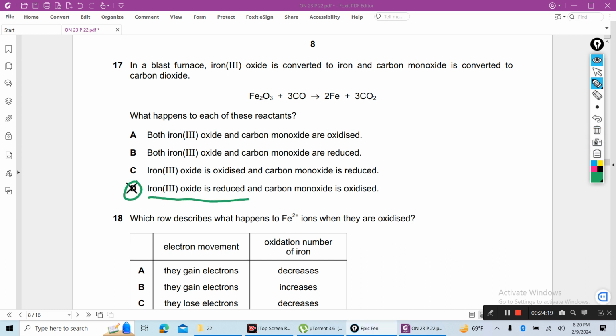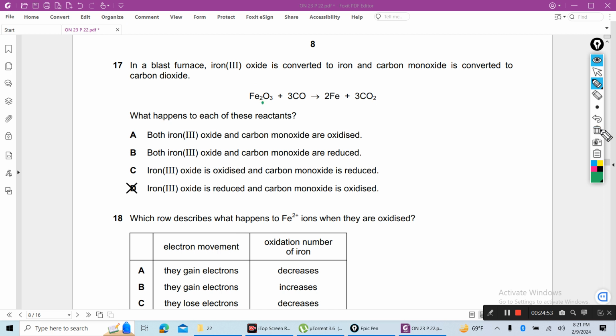Iron(III) oxide is reduced because iron(III) oxide loses oxygen. If it loses oxygen, this is reduction. Iron(III) oxide goes to iron, this is a loss of oxygen. So if oxygen is lost, this is reduction. If oxygen is added, it is oxidation. If oxygen is removed, that will be reduction.